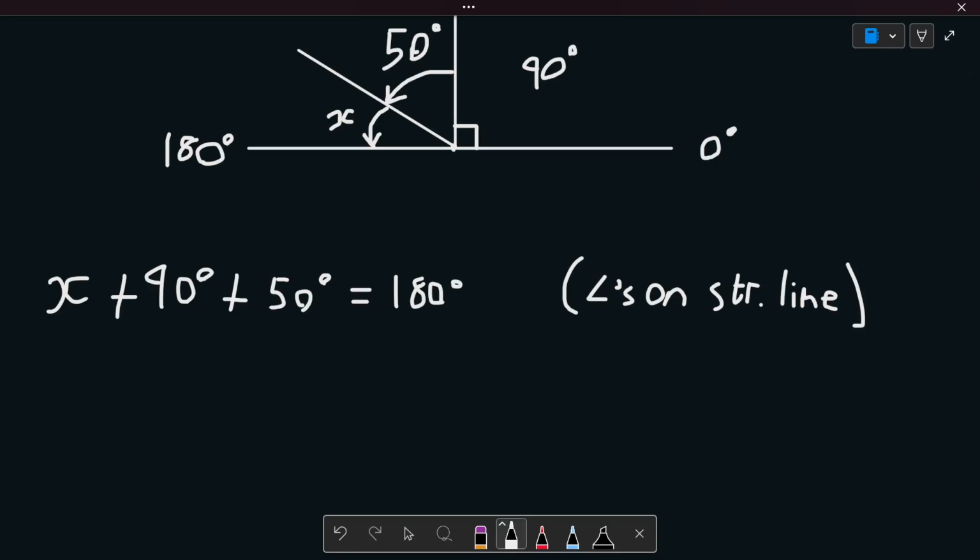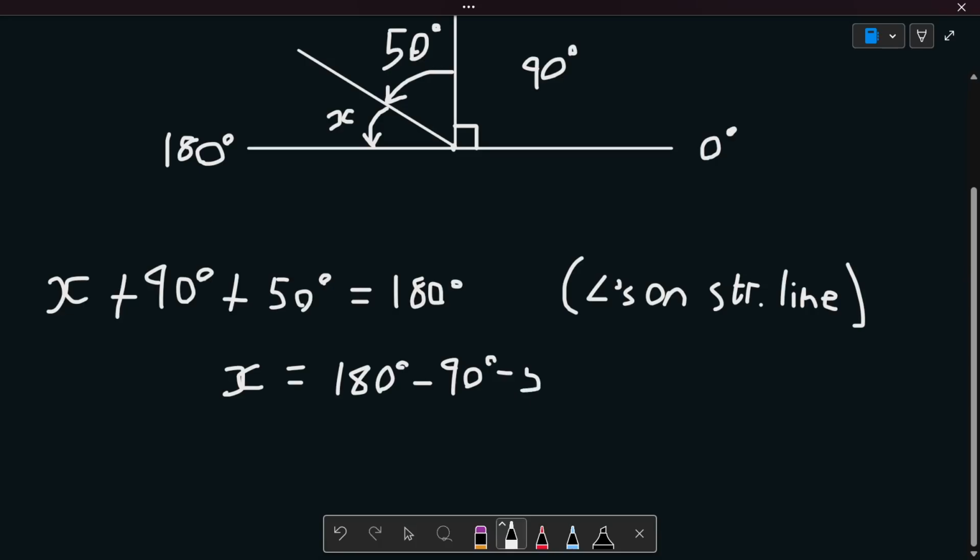We need to solve for x, remember? So we need to get x on its own, and we can actually do this. We can solve for x. We can take all of the angles that we know to the other side, or we can subtract both sides by that angle over there. So we're going to take the 90 degrees over. Okay, we're going to take all of them over, so it's going to look like this. We're going to have 180 degrees minus 90 degrees minus 50 degrees.